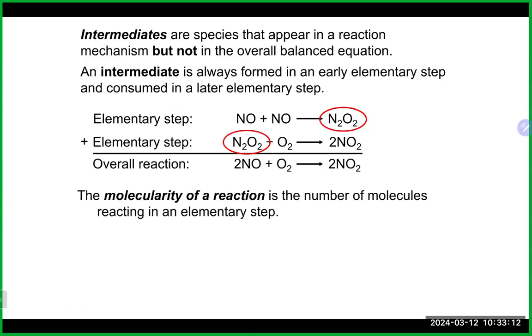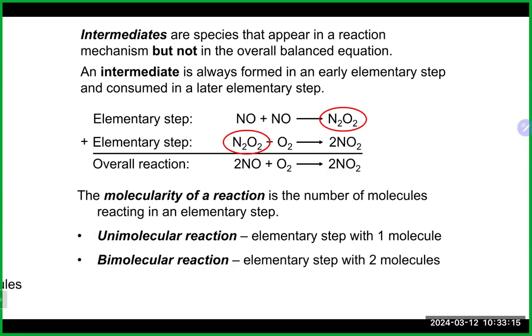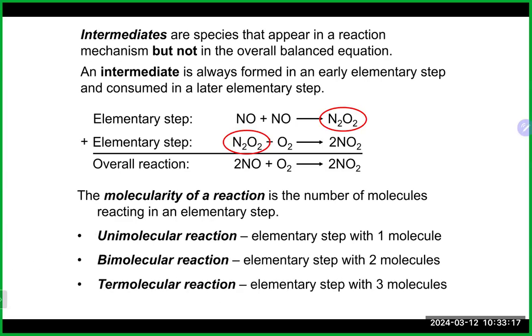Now, when we talk about the molecularity of a reaction, and when we talk about elementary steps, there are unimolecular reactions. Unimolecular means one. So it's a reaction where there's one thing reacting. Bimolecular means that there are two molecules reacting in each elementary step. Termolecular means there are three reacting. So each of these would be considered bimolecular, as they both have two molecules reacting in these elementary steps.